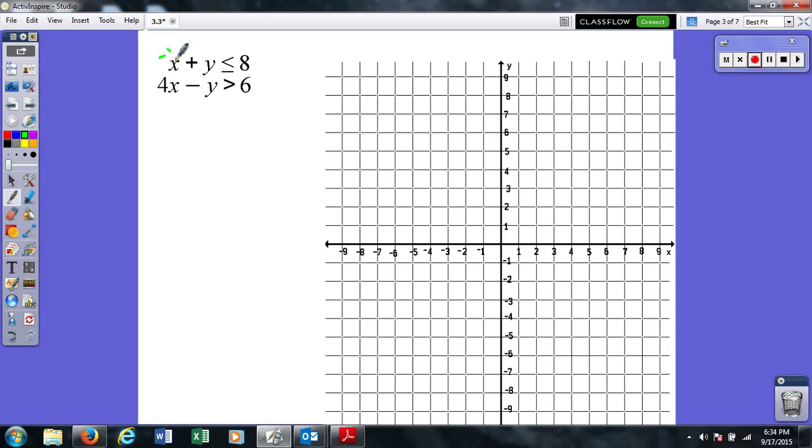So on the top, I would subtract x from both sides, and that would leave you with y is less than or equal to -x plus 8. So that has a y-intercept of 8 and a slope of -1. This line is going to be solid because it is less than or equal to. And then we want y values less than that -x plus 8, so we're going to shade in underneath.